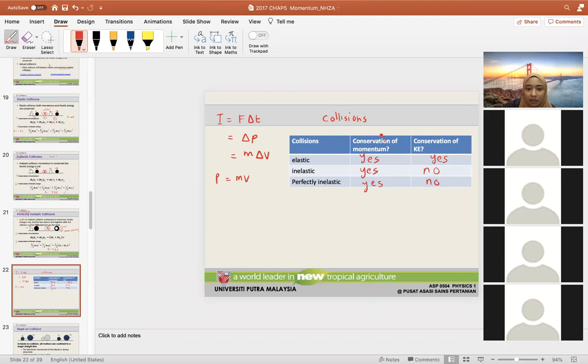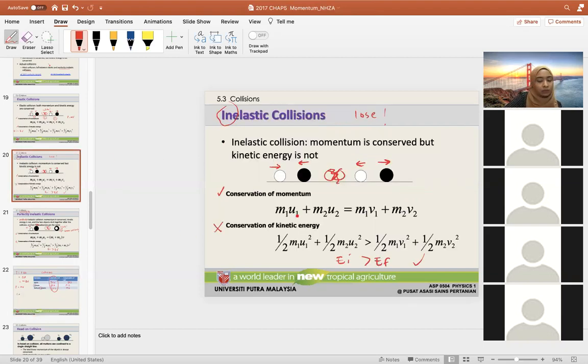So here we can see that in collisions, the conservation of momentum always applies. It's always a yes. But for conservation of energy in elastic, we are losing energy in inelastic collision. Inelastic. Okay. So here we know that conservation of momentum applies, and the equation for that is m1u1, which is our momentum. The initial momentum is equal to the final momentum. So P initial is P final.